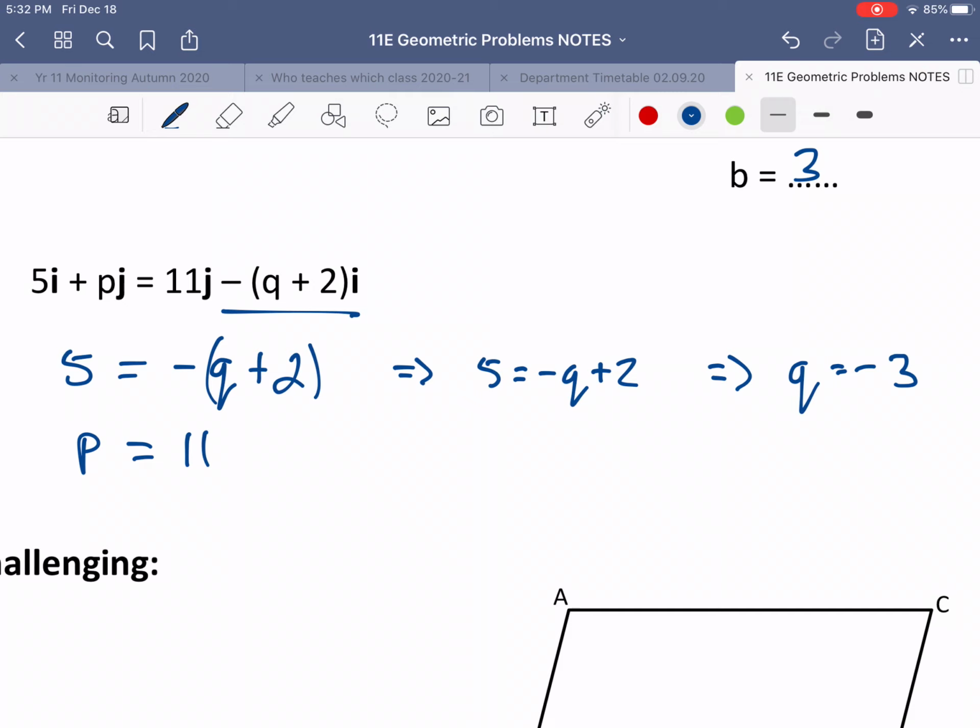No, that's not right. No, q is not negative 3. Q would end up being 3. No, that's right. Sorry, that's a mistake. No, q is negative 3. Q ends up being negative 3 then when you solve it.